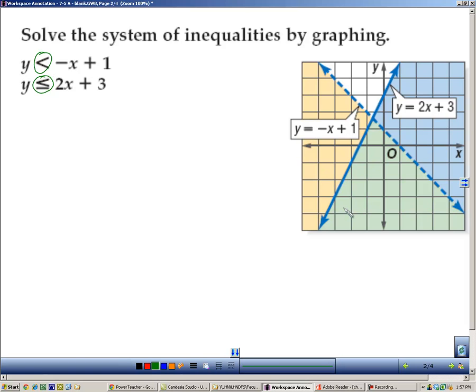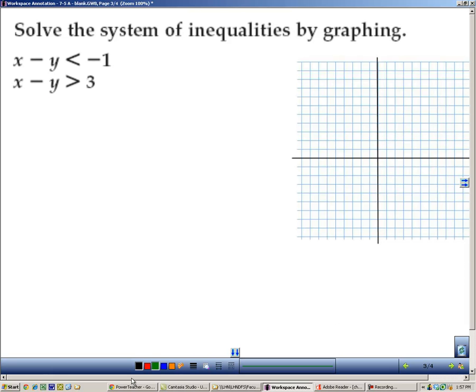Notice there are two shaded regions. There's a blue shaded region and a yellow shaded region, and the green shaded region is where they overlap. So that's their answer. These are the kind of answers you're going to have. You're going to have two inequalities, you're going to shade them both, and then you're going to find where they overlap. So let's go ahead and get right to an example.